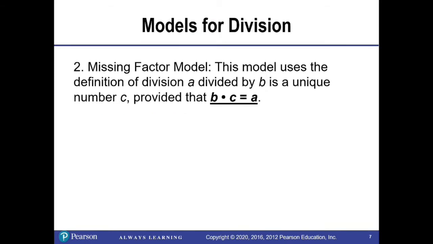Let's look at our next model. It's called the missing factor model, and it focuses on the relationship between division and multiplication. So remember, the opposite of division is multiplication. A divided by B equals C, provided that B times C equals A.